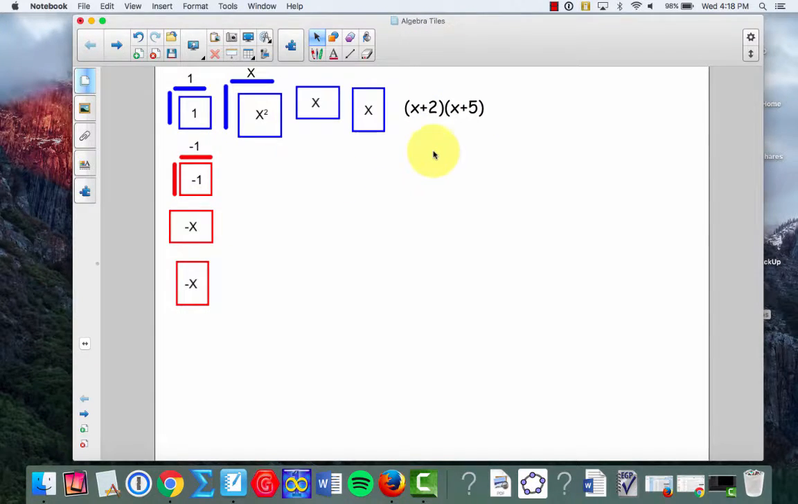So if I wanted to model x plus 2 times x plus 5, I might consider a rectangle whose dimensions were x plus 2 by x plus 5, and I think if we multiplied the length and width of that rectangle, we'd get an area equivalent to whatever this product is. So let's create such a rectangle.